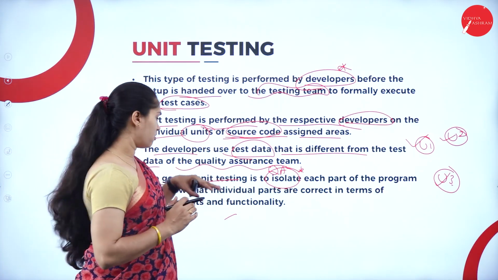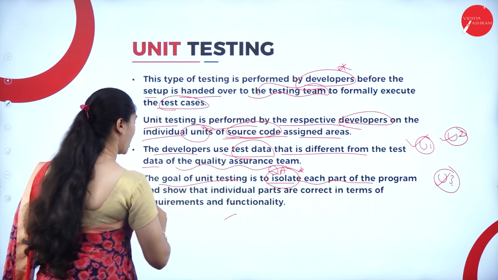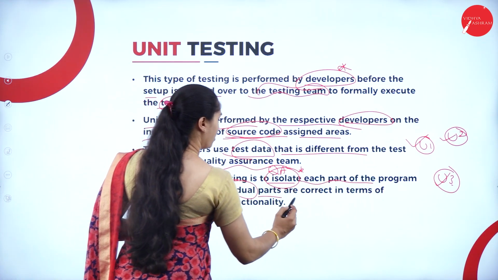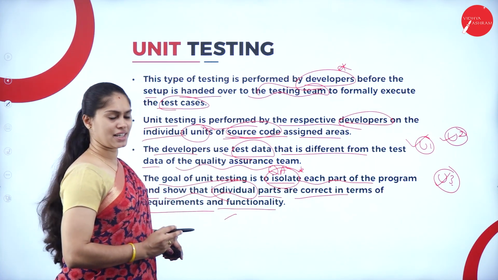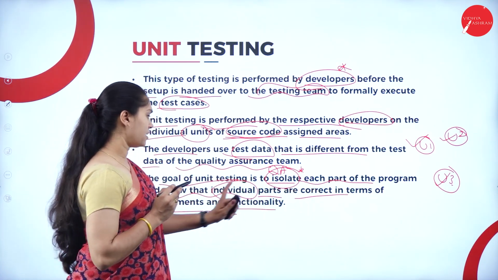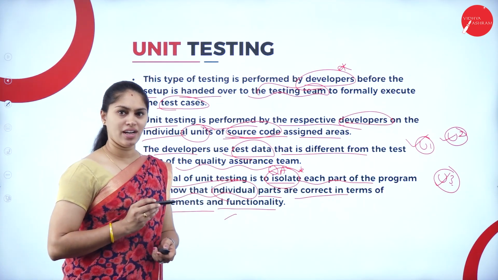So the main goal of unit testing is to isolate each part of the program and show that its individual parts are correct in terms of requirements and functionality. So mainly to check the correctness of the requirement and functionality, we do unit testing.